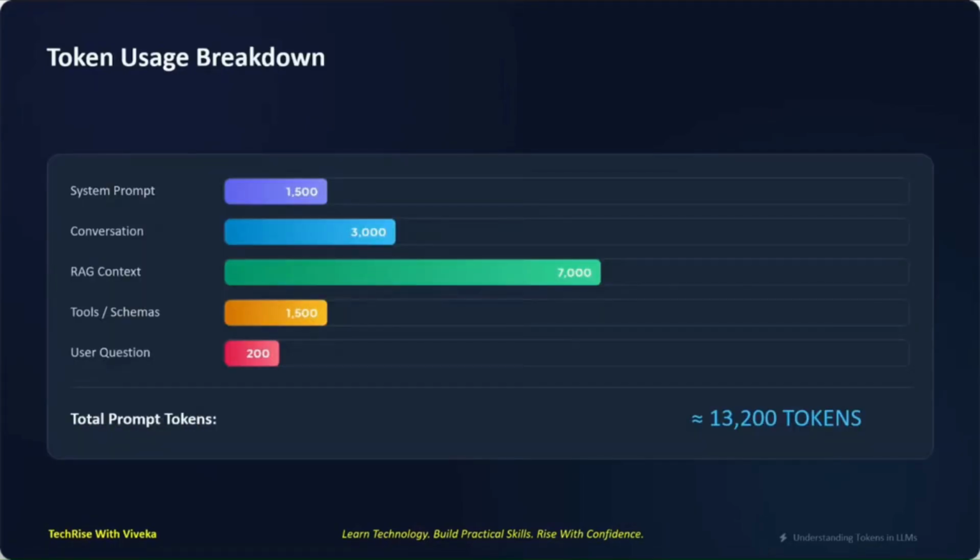Let's make this practical. Imagine our agent has 1500 tokens in its system instructions, 3000 tokens from the conversation, 7000 tokens from the retrieved documents, and another 1500 tokens from tool information, and the user's question is only 200 tokens. That's already around 13,200 tokens before we generate the response. So the model isn't processing only the user's question, it's processing the entire context.